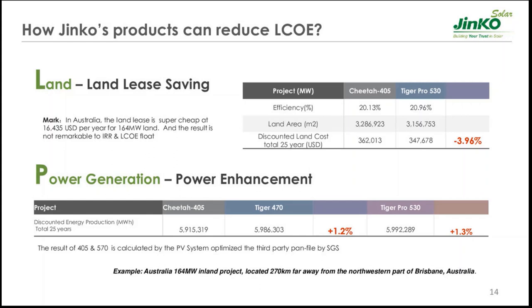If we now draw our attention to the power generation, specifically to the energy generation, and we check the difference between Cheetah, Tiger and Tiger Pro, we see that we can increase our energy production over the total of 25 years, or maybe we can consider even 30 years, but in this case for monofacial, it's more than 1.3%. The results are calculated with PVsyst and with a third-party PAN file provided by a third-party laboratory. This can provide reliability in calculations and simulations. That's very important to highlight.